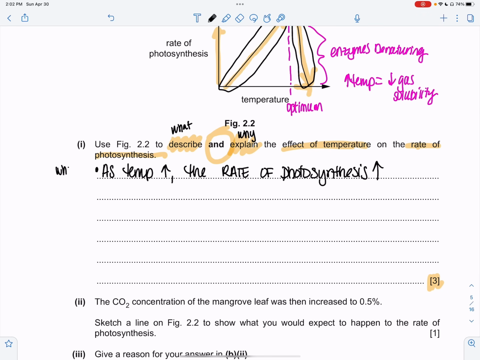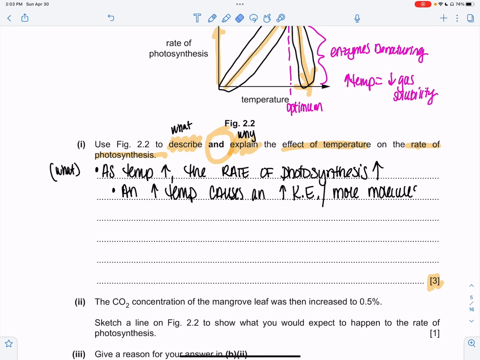So this is like your what, this is a describe. And why does this happen? An increase in temperature causes an increase in kinetic energy. So particle movement's faster, molecule movement's faster, enzyme movement is faster. Okay, E is kinetic energy. Or you could be more specific and say there's more molecule collisions. Literally, they're just moving around a lot faster. That's like a mosh pit versus a slow dance.